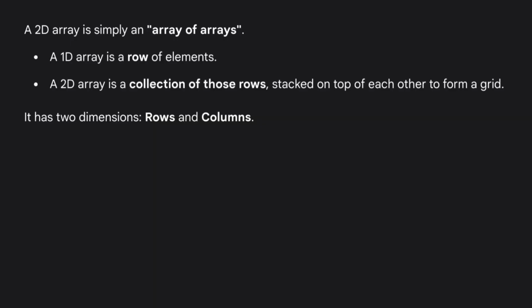Second, what is a 2D array? A 2D array is simply an array of arrays. A 1D array is a row of elements. A 2D array is a collection of those rows, stacked on top of each other to form a grid. It has two dimensions, rows and columns.